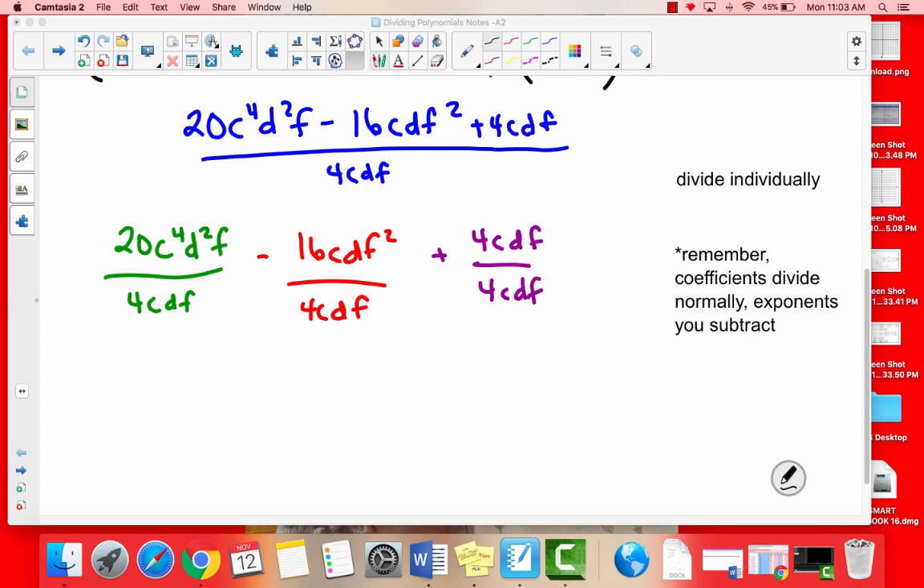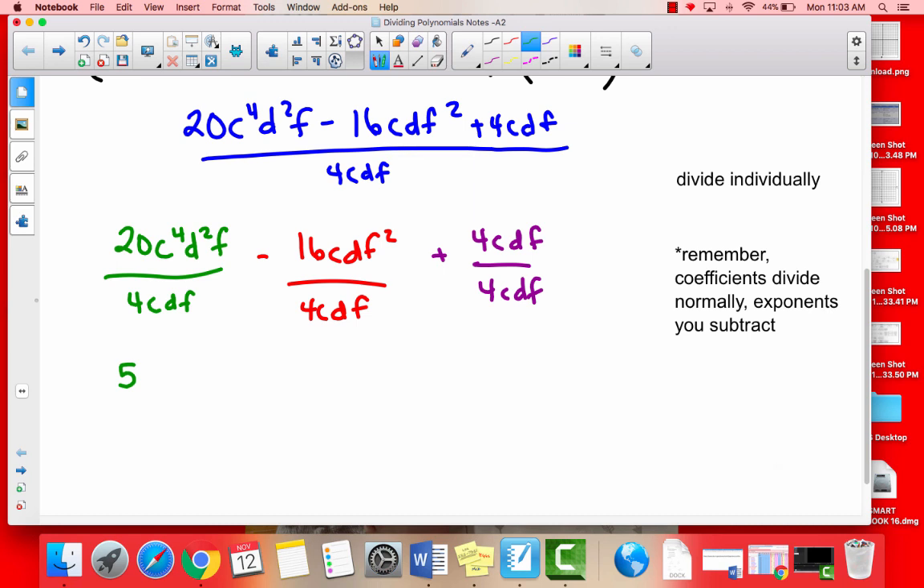Now we're just going to divide each fraction individually, and this is where your exponent rules come in handy. In the first one, when I reduce, I take 20 divided by 4, which gets us 5. Then we have c to the 4th over c. Remember that I'm dividing, so I subtract the exponents: 4 minus 1, that's c to the 3rd. Same thing, 2 minus 1 for the d gets you d to the 1st. And for the f's, f to the 1st over f to the 1st is 1, so those cancel out. So I have no f's in this first fraction.